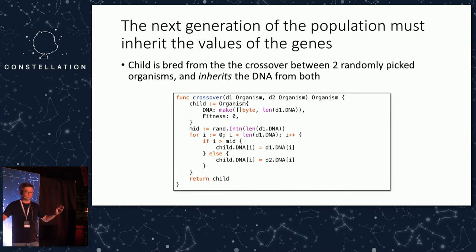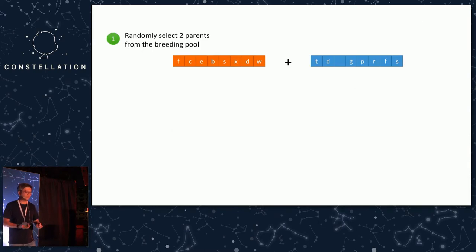And what I do is, I take these two parents and run a function called crossover. I breed these two together and allow them to inherit the DNA. What do I mean by breeding them? What do I mean by crossover? Crossover is a very simple mechanism.